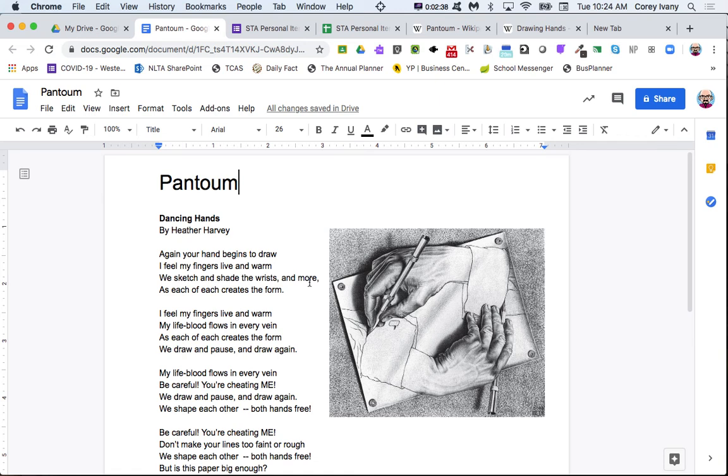I feel my fingers live and warm, my lifeblood flows in every vein, as each of each creates the form, we draw and pause and draw again.